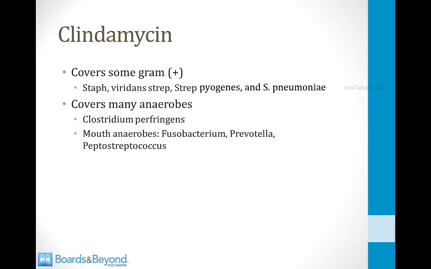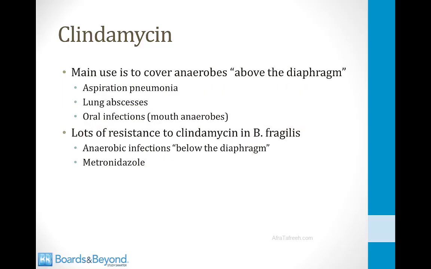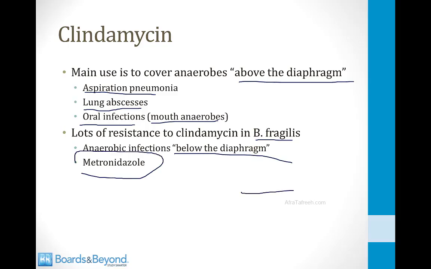Clindamycin covers some gram-positives, it covers some staph and some viridans strep, it covers strep pyogenes and some strep pneumonia, but its main use is to cover anaerobes. It covers Clostridium perfringens, and importantly, it covers the mouth anaerobes like Fusobacterium and Prevotella and Peptostreptococcus. The main use of clindamycin is to cover anaerobes above the diaphragm. So these types of anaerobes are involved in aspiration pneumonia, in lung abscesses, and in oral infections that include the mouth anaerobes. Importantly, there's lots of resistance to clindamycin by the anaerobe B. fragilis, which is found in the gut. So therefore, anaerobic infections below the diaphragm are treated with metronidazole, which is very effective against B. fragilis.